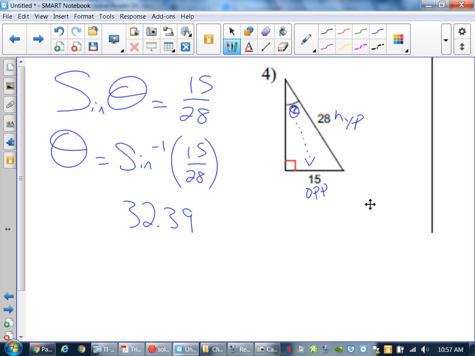32.39. This came up first hour. If this ever happens to be a fraction that you can simplify, do you have to? No, because you're just going to press buttons in the calculator. Yeah, the calculator's going to do it for you anyway.